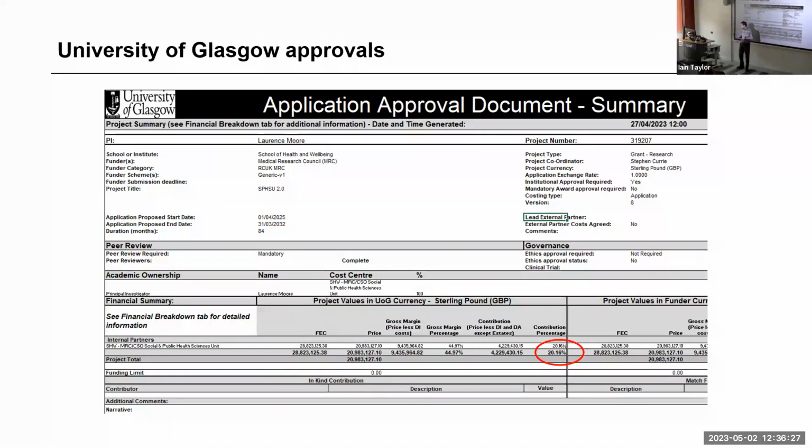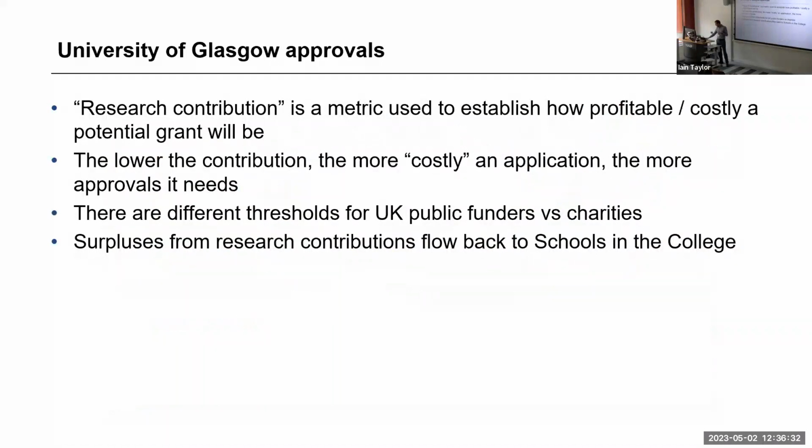But it is the indirects that enable that to happen, because the indirects plug the gap. A typical funding scheme only funds 80%. The college is looking at a 20% gap because it's going to give 100% to the project and the team. It is the indirect costs that help plug that gap. So the way the finance people look at it is through this research contribution figure, to make a decision on whether or not they want to approve.